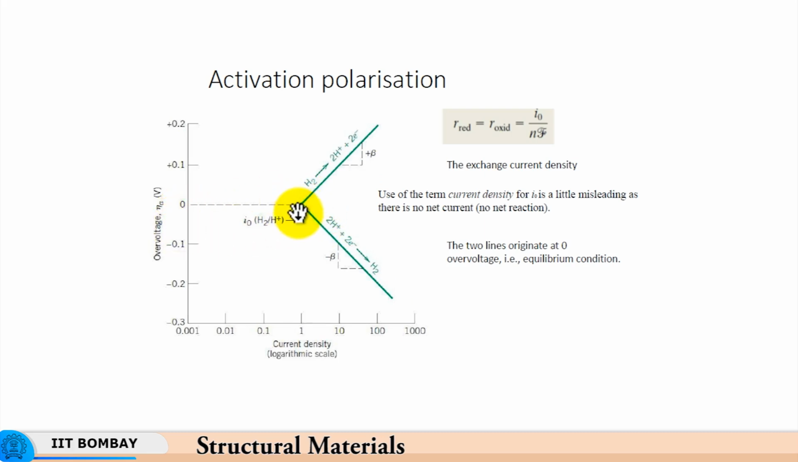So, this is the equilibrium situation portrayed over here, and so we get the I naught corresponding to H2 to H plus and back. The H2 and H plus are at equilibrium and there is no net reaction taking place over here. Whenever there is no over voltage, it means that there is no net reaction taking place.